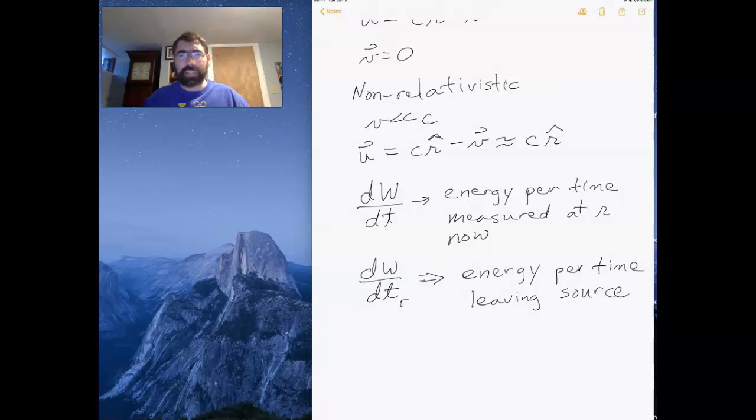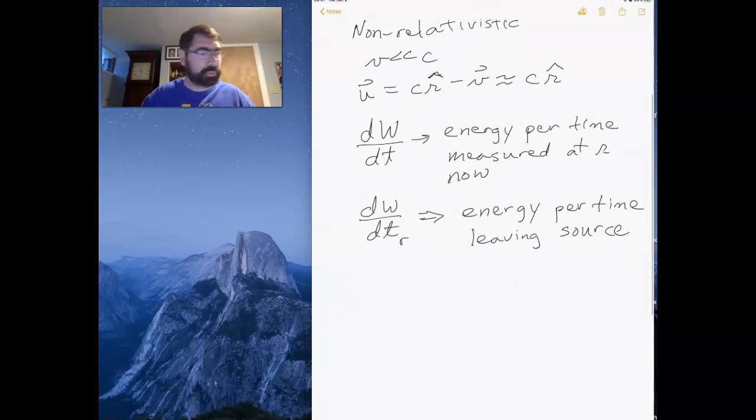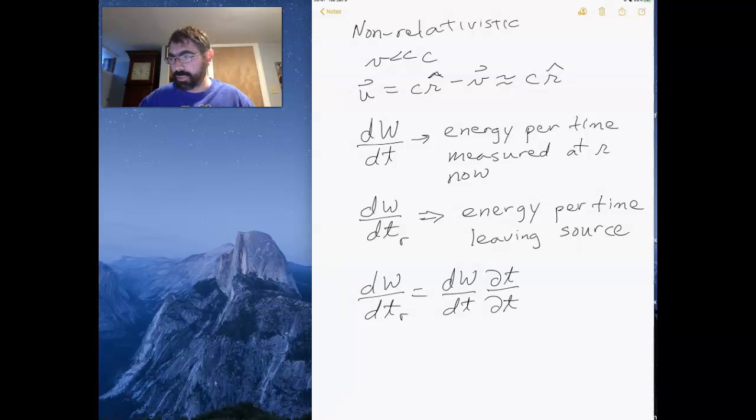Now, if I want to relate those two, I would say that the power that was emitted is equal to the power that is measured times this factor. Basically, I would just expand the partial derivatives, looking at how my time is changing with the other time. So dt/dt_r is essentially the conversion factor between my frame of reference and the charge's frame of reference.